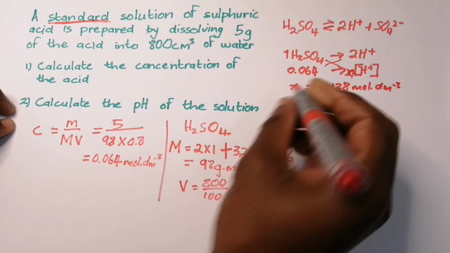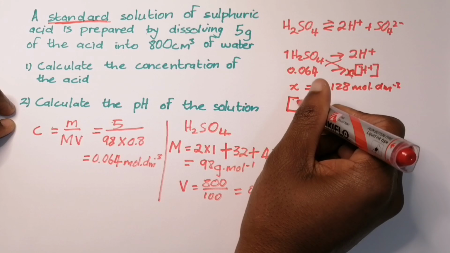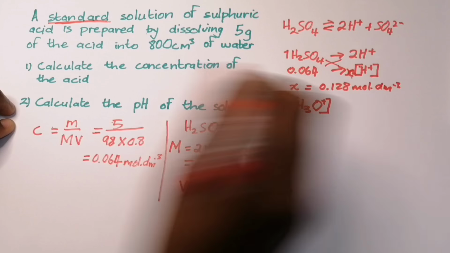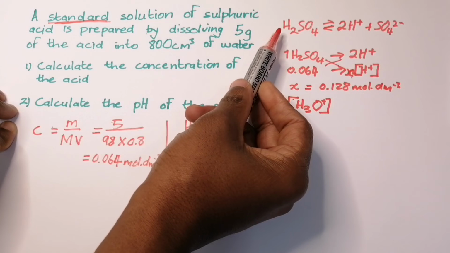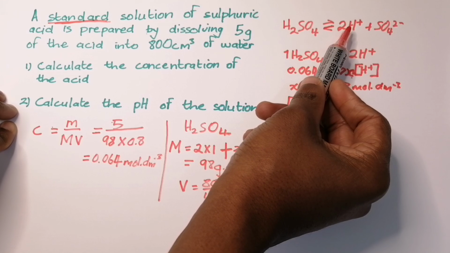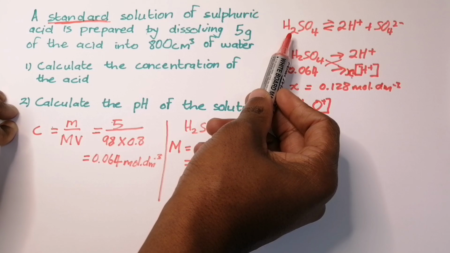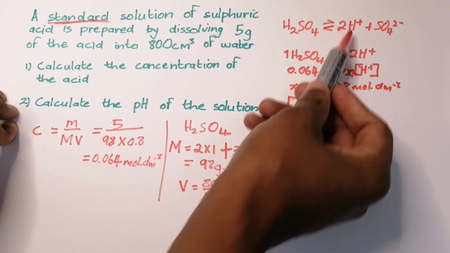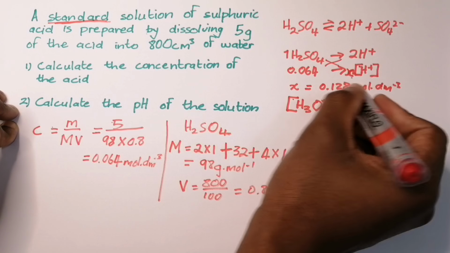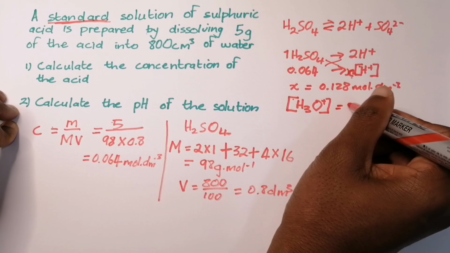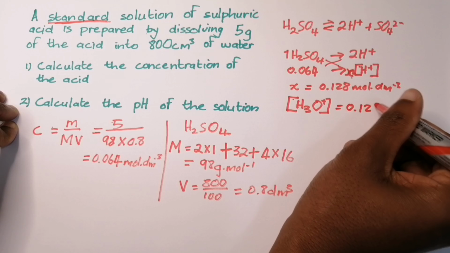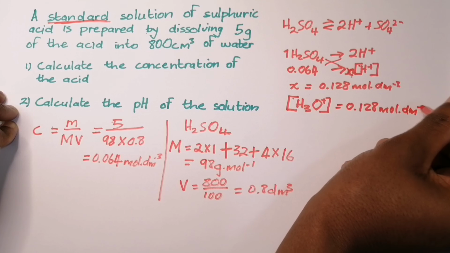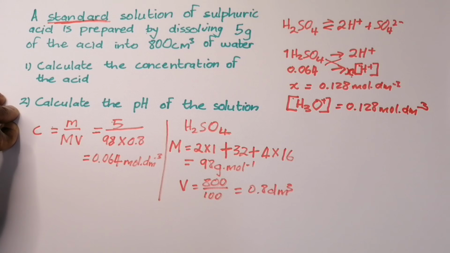Let's not make it complicated, ladies and gents. What is this? This is the concentration of my hydronium ions. Look at this. For every one of that, there are 2 of those. So if I've got 0.064 of this, I'll get twice the amount of hydronium ions. And what's twice the amount? It's this amount over there, which is 0.128 moles per cubic decimeter. I hope you're still following what I'm doing.